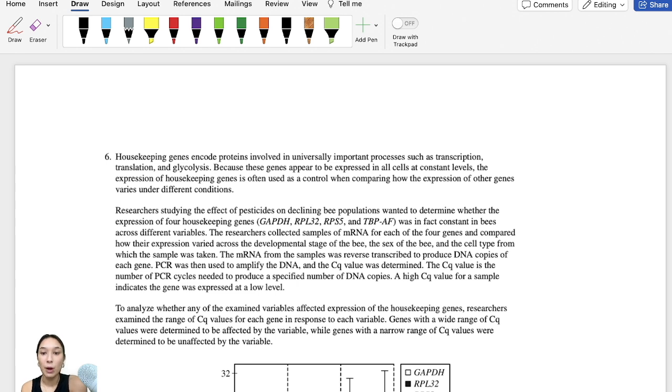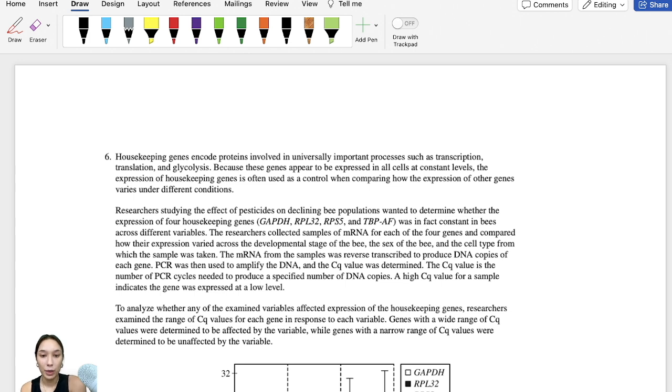The mRNA from the samples was reverse transcribed to produce DNA copies of each gene. PCR was then used to amplify the DNA, and the CQ values were determined. The CQ value is the number of PCR cycles needed to produce a specific number of DNA copies. A high CQ value for a sample indicates the gene was expressed at low levels.